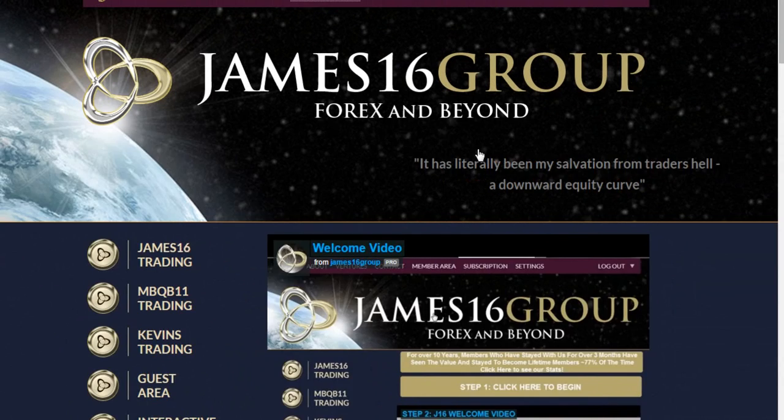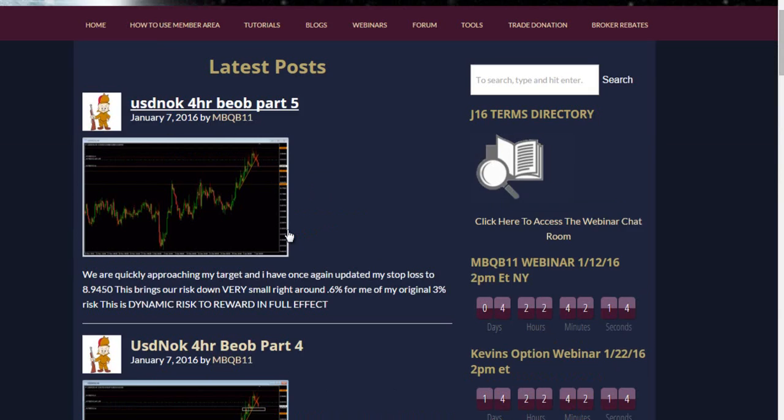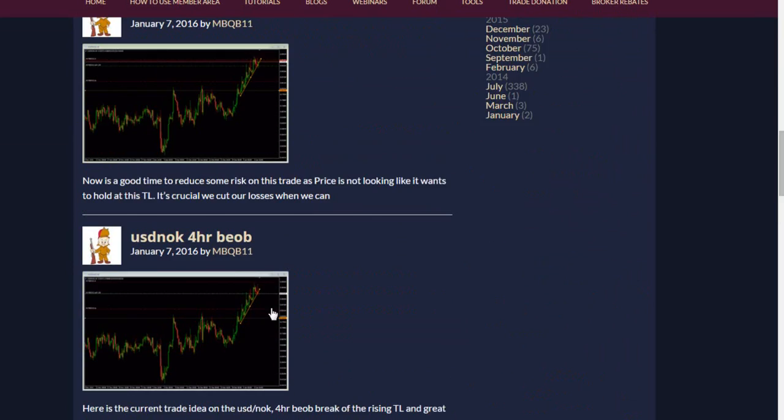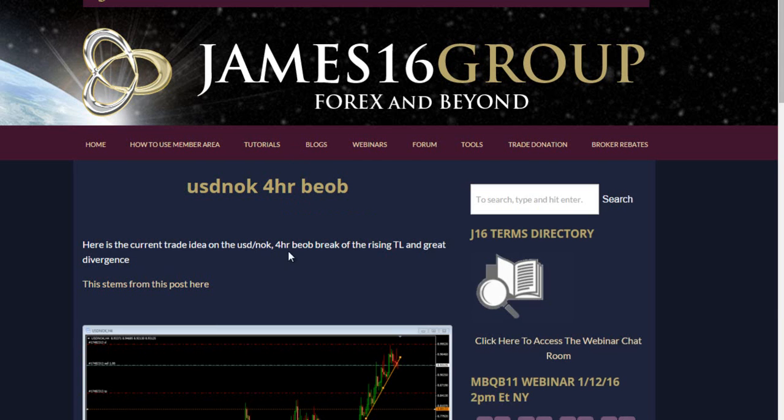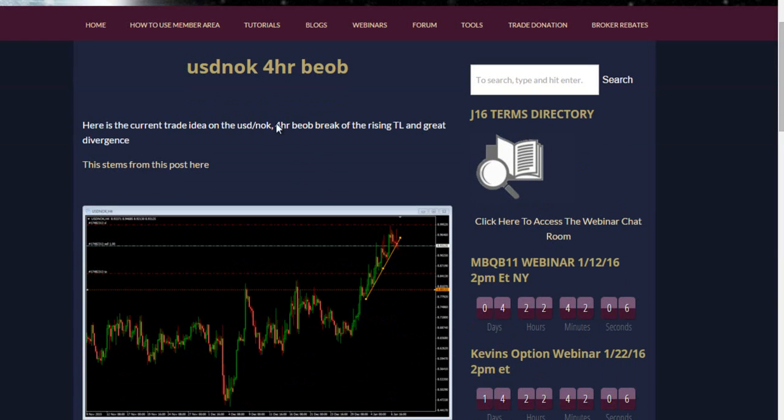I'm going to go to the members area here. You can see the latest post where I was basically just going through it. So here was my first post, which was just, okay, here's the current trade idea on the USD Norwegian. It's a 4-hour bearish outside bar on the break of the rising trend line with great divergence.